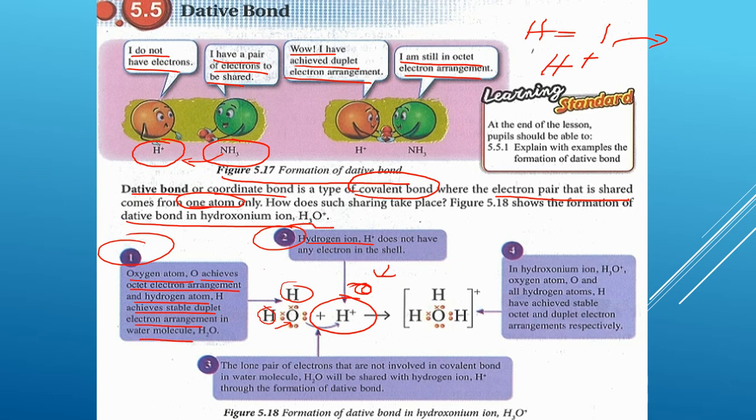So what happened? The lone pair of electrons that are not involved in covalent bond in the water molecule will be shared with the hydrogen ion through the formation of dative bond. Okay, these two electrons here will be shared with the hydrogen ion. So it will form the hydroxonium ion H3O+. So here all the H atoms and the O have achieved their stable octet and duplet electron arrangement respectively. So that is dative bond.